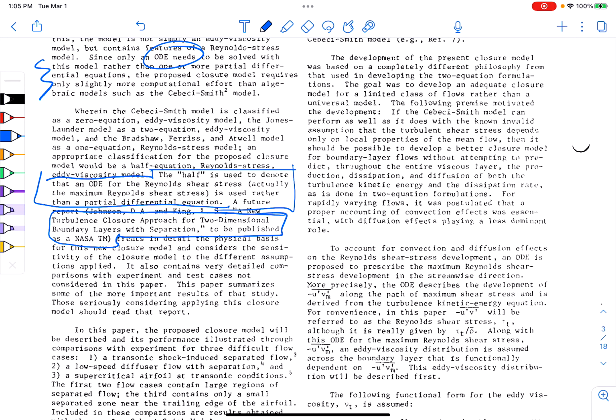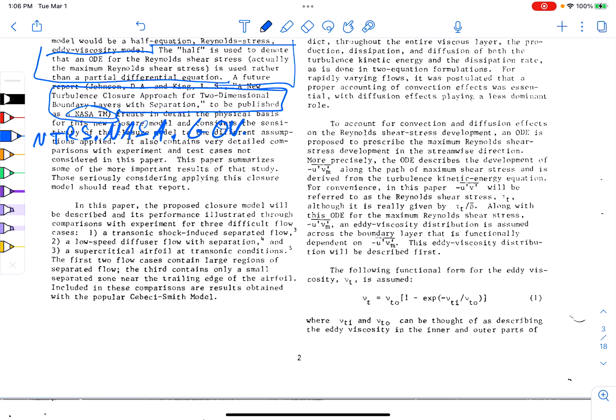Johnson and King, new turbulence closure approach for turbulent boundary layers with separation. And you can look that up today on ntrs.nasa.gov, free publication, courtesy of your tax dollars. And the Cebeci-Smith model was the model to beat. So they took a large number of experiments inspired by the Stanford turbulence benchmarking workshop for prediction, and tried to overcome these non-equilibrium type flows and benchmark them against sort of the industry standard, which was Cebeci-Smith.